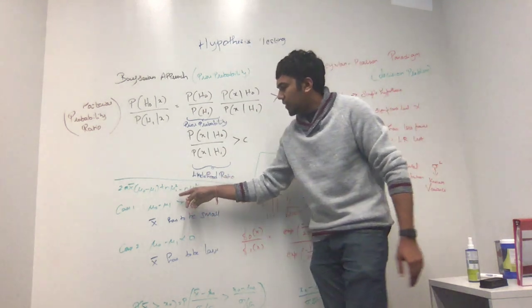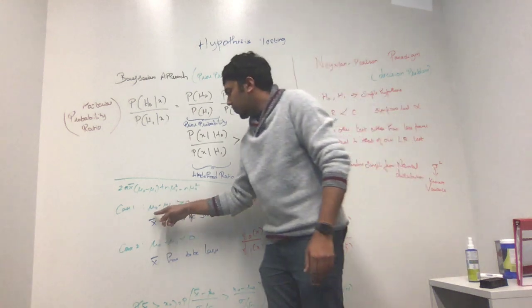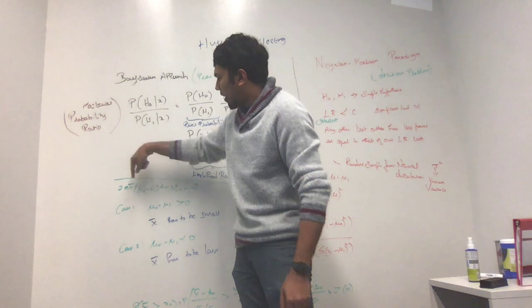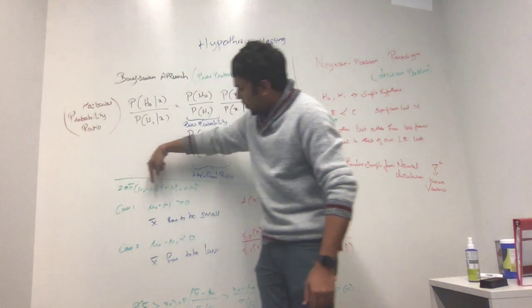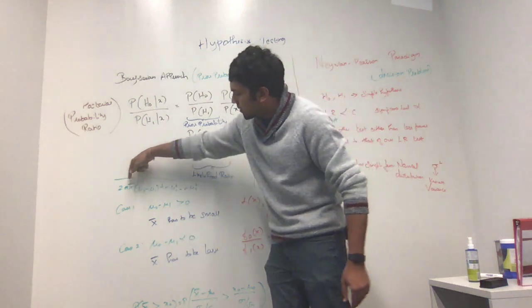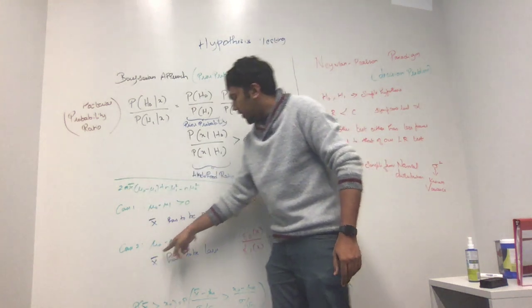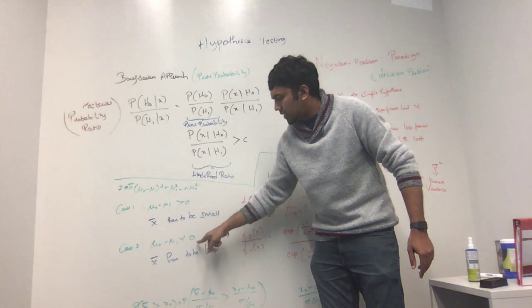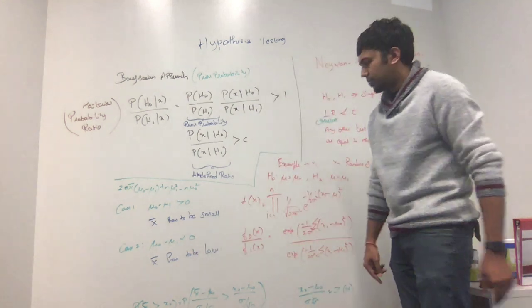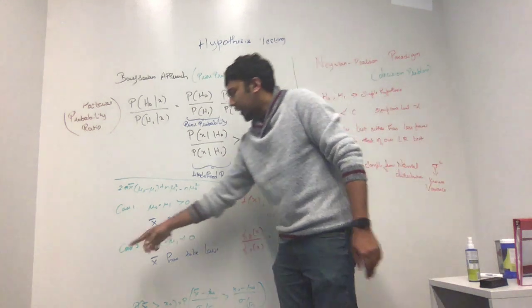And there are two cases in this: when mu0 minus mu1 is greater than 0, and when mu0 minus mu1 is less than 0. If you look at this statistic, when mu0 minus mu1 is greater than 0, x bar has to be small because it gets multiplied with that. Again here, when mu0 minus mu1 is less than 0, x bar has to be large to make the likelihood ratio small.